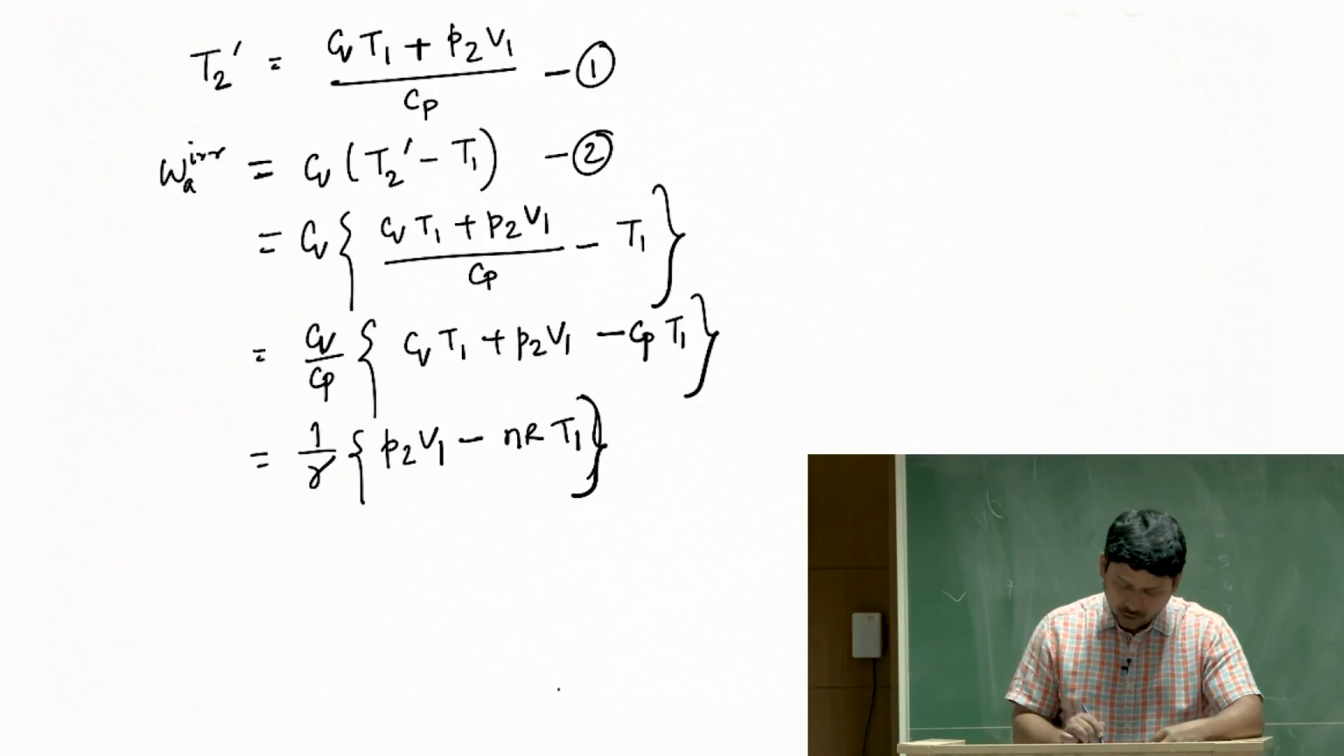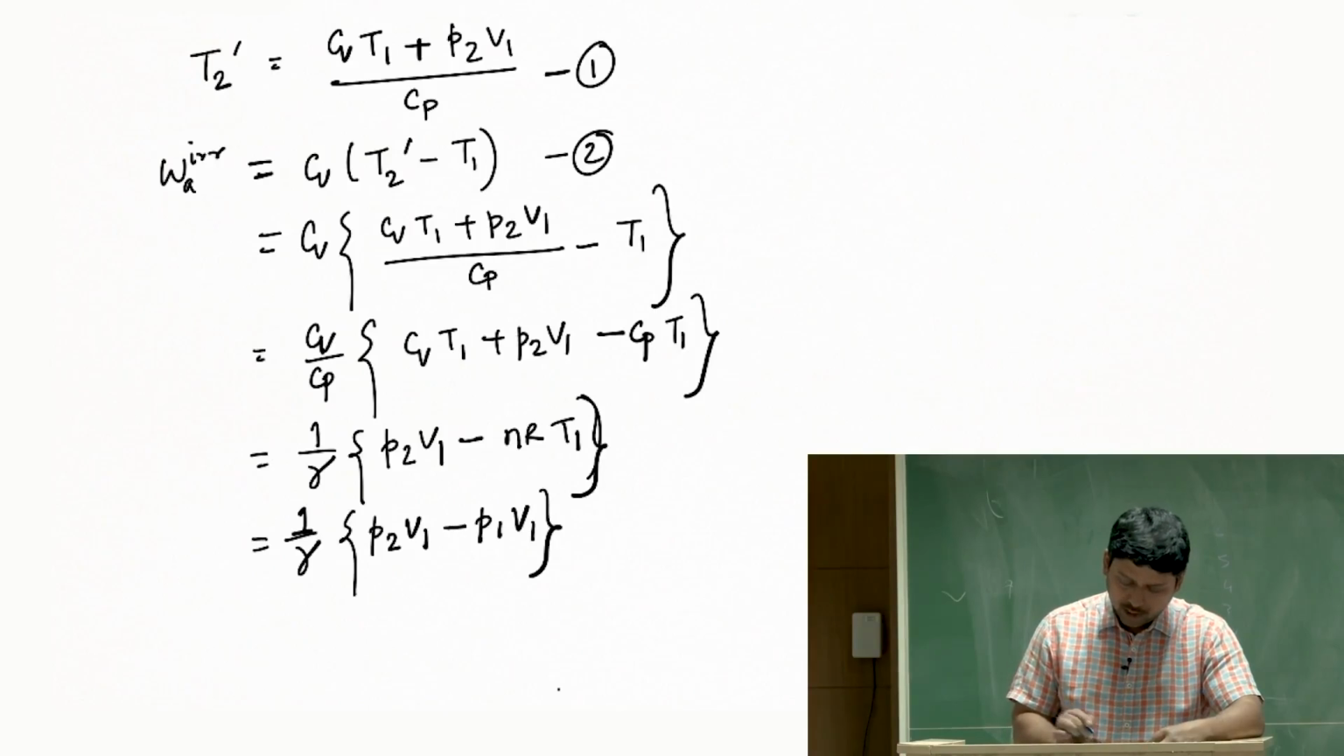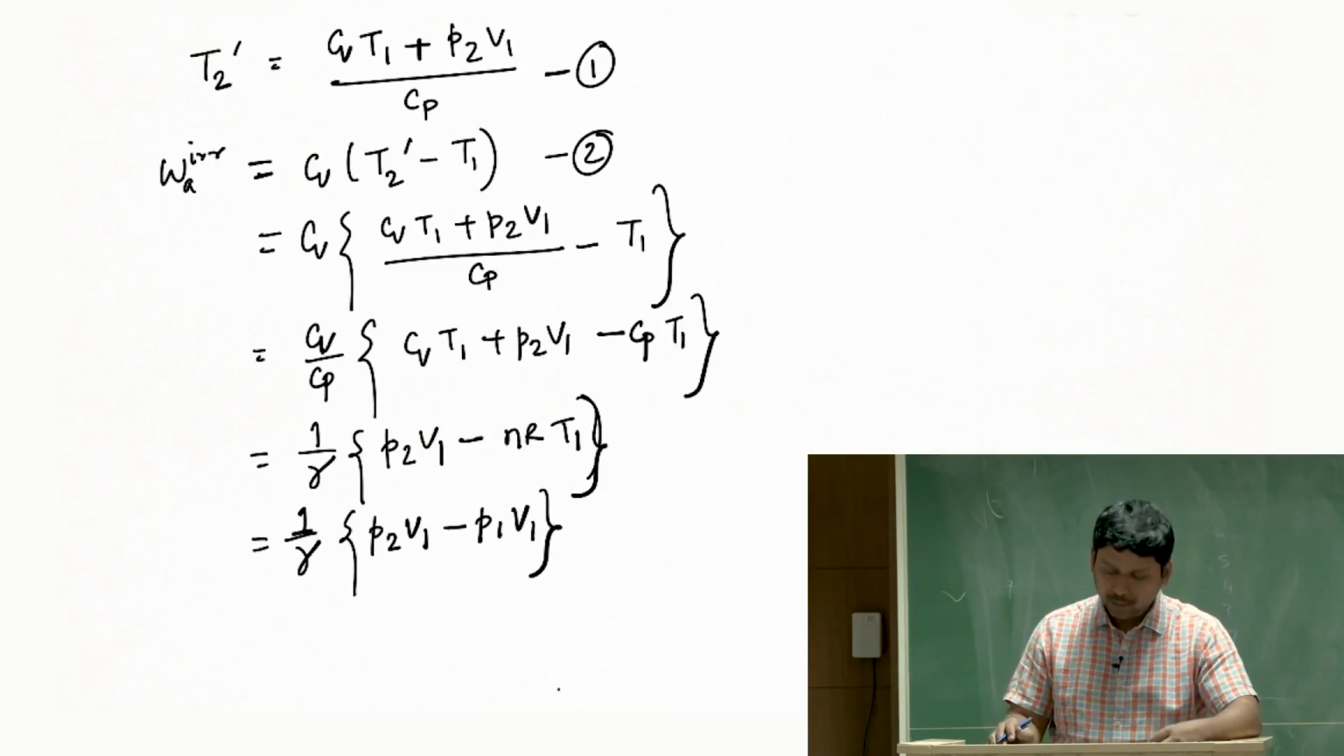Now, again using the ideal gas equation of state, we can get nRT1 is P1V1. So, we get P1V1. So, now this is the work done for an irreversible adiabatic process.